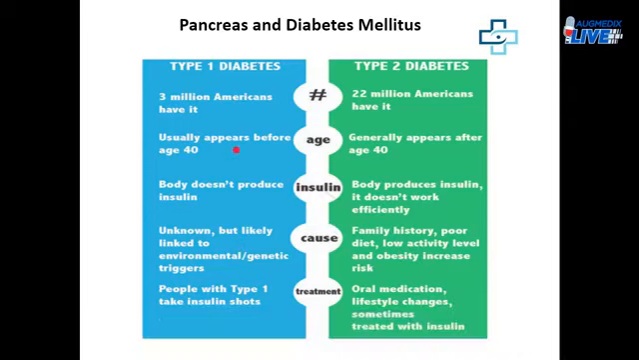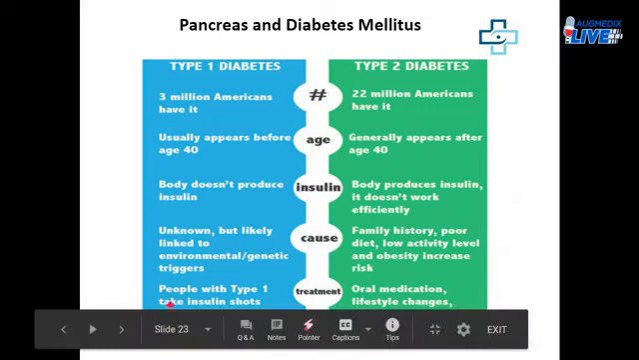Another difference is it usually occurs before the age of 40, and in case of type 2 it's after the age of 40. Now, in case of type 1, the body doesn't produce insulin, but in case of type 2, although there is insulin, it's not functioning properly because the insulin becomes less sensitive, or the receptors become less sensitive to the insulin. Now, the fourth example is people with type 1, since they do not have insulin, they have to take insulin injections, okay?